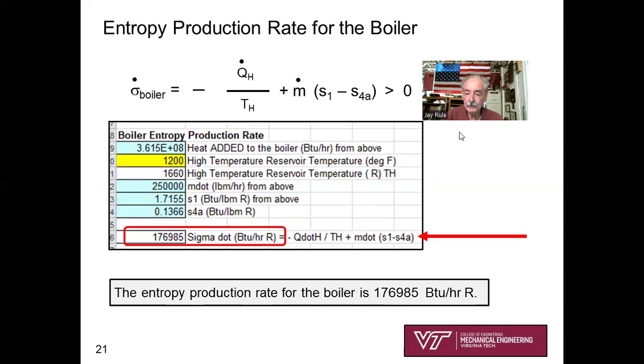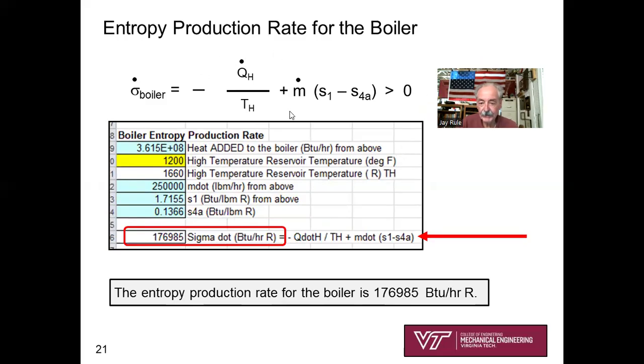Okay, same approach on the boiler. We've got to evaluate all of our terms, because in our boiler, sigma dot of the boiler, I've got heat added. I've got a positive number here. So minus a positive number divided by a positive number. Positive. I've changed my temperature to absolute temperature, degrees R.